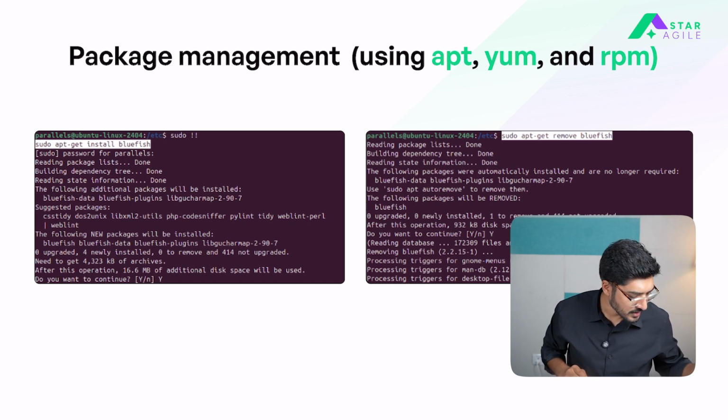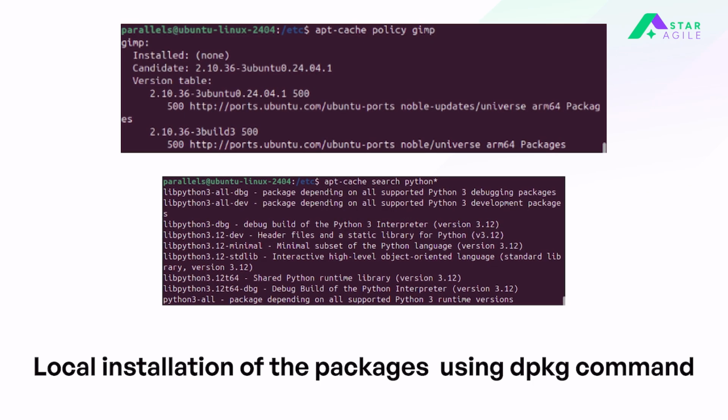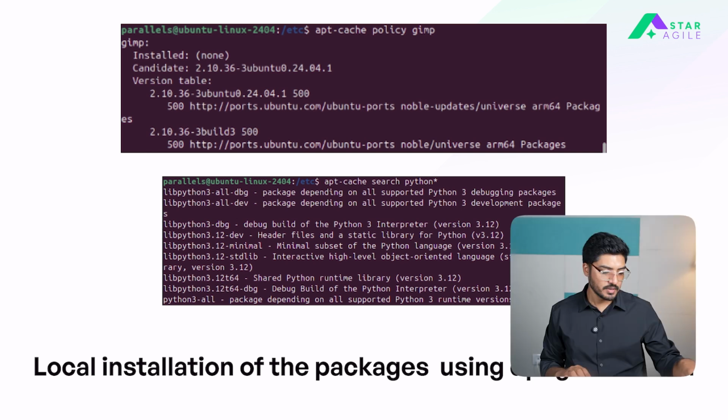Then there are a few examples that I'm showing here of how to download and install local packages using the dpkg command. The dpkg command is also used to install packages. And then there are some cache policy commands just to check if a package is available in the cache or not. So that's all we'll be discussing here. Let's jump into our demo session.